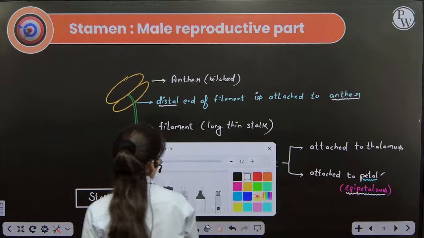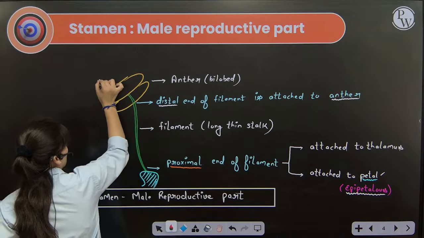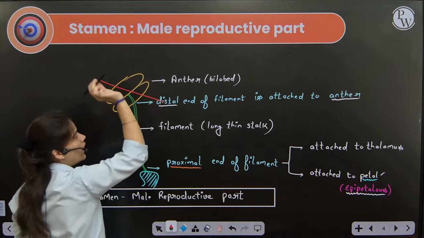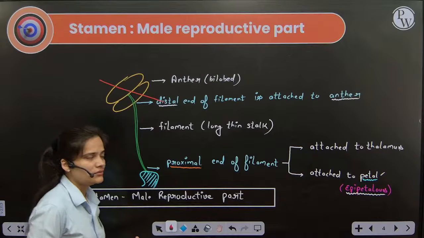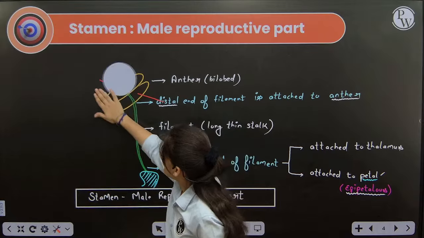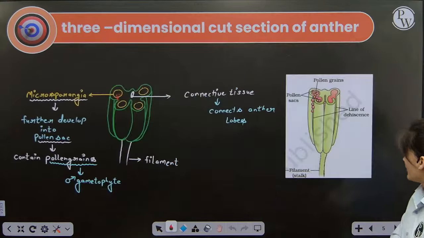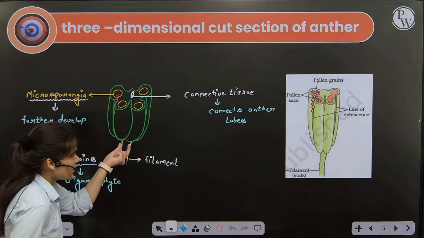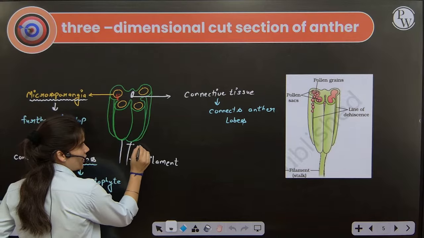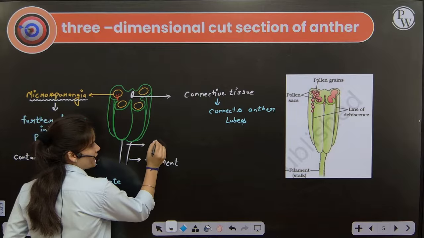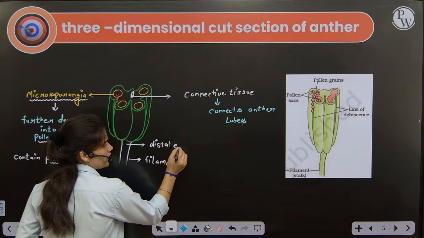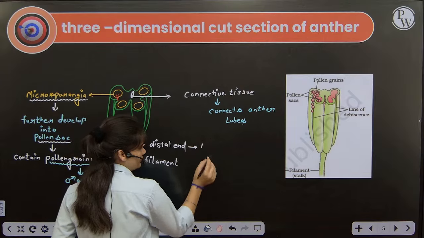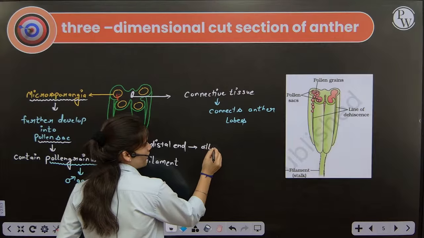Okay. So now what if I cut a 3D section of that bilobed anther and I want to see it from the top? What is present inside that bilobed anther? We'll discuss that in the next slide. This is filament. This end of filament is distal end, and that distal end is attached to the bilobed anther.